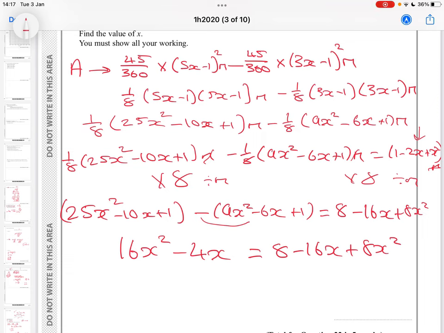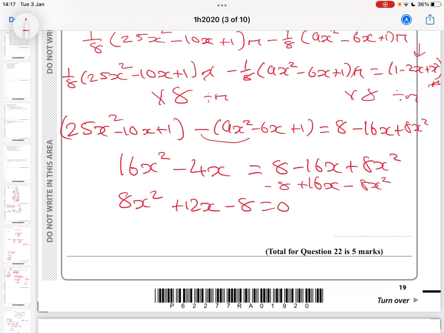Right, now I want to make it equal 0, so I'm going to subtract 8, add 16x, and minus x squared. So I'm going to be left with, on the opposite side, 8x squared. If I add 16, I'm going to be left with plus 12x, minus 8 is 0. So now what I'm going to do is factorise. So let's divide everything by 4, makes it a lot easier. So I'm going to have 2x squared plus 3x minus 2 is 0.